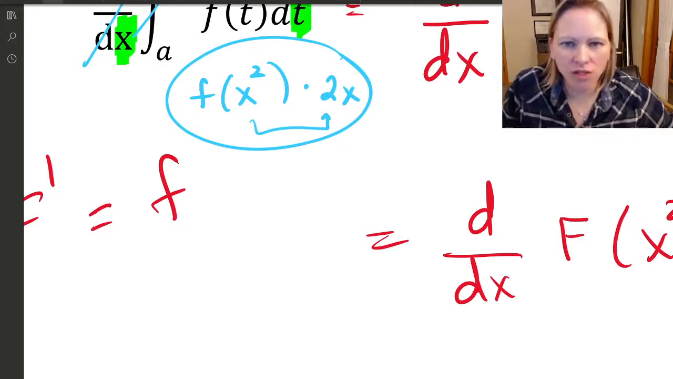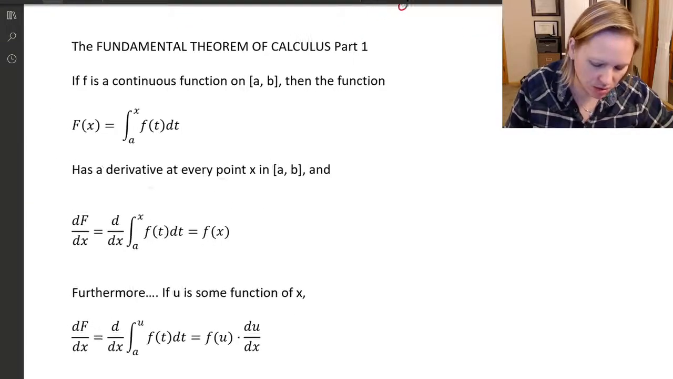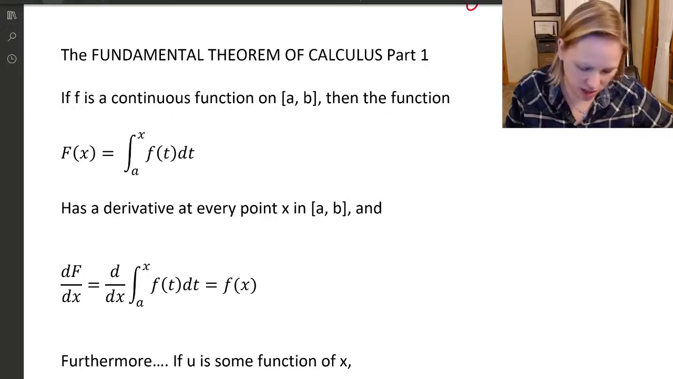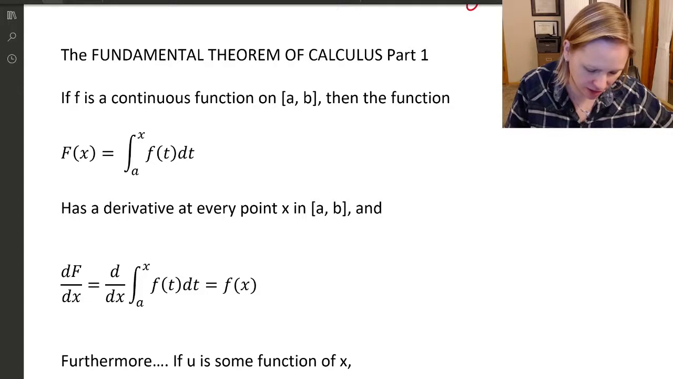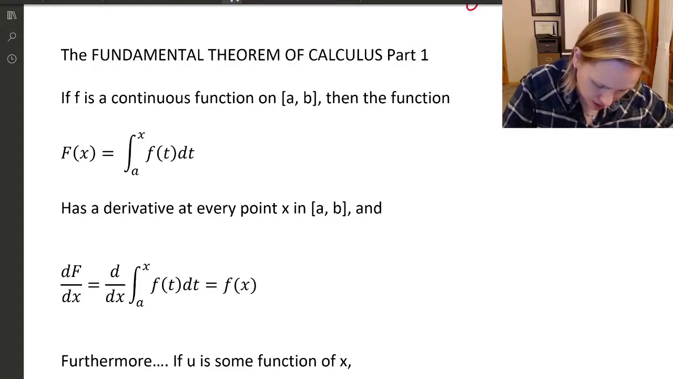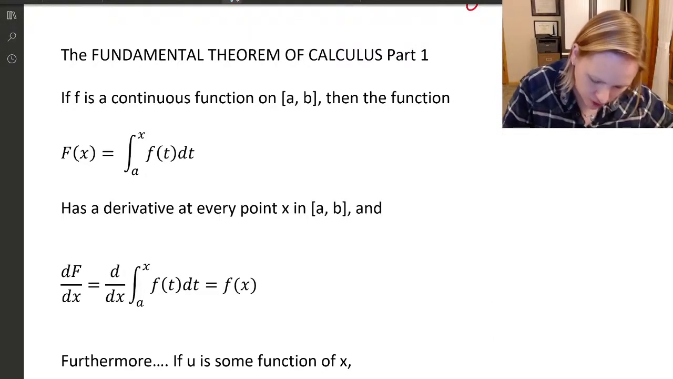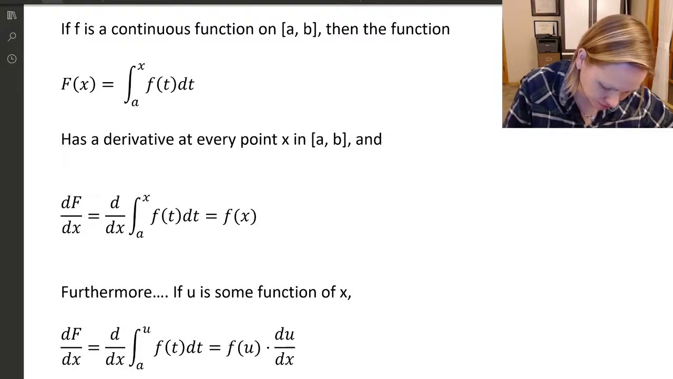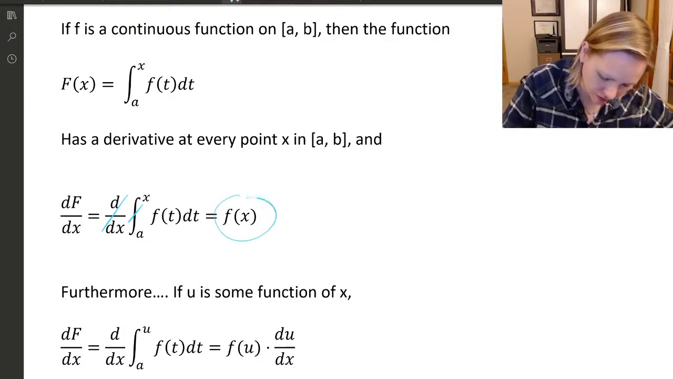So let's kind of see how this works. Let's put it into play. Sometimes when we do the introduction and we try to explain the concept, it can be a little bit muddy, but once we start doing a few examples, I think it'll come together. So if f is a continuous function, then this function, capital F of x, equals the integral from a to x, is essentially, this is what's happening. We have an antiderivative, right? So we have a derivative at every point x in a, b, so that when we take the derivative and the integral kill each other, we're left with f of x.